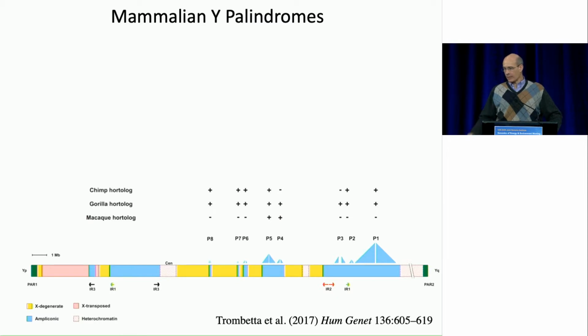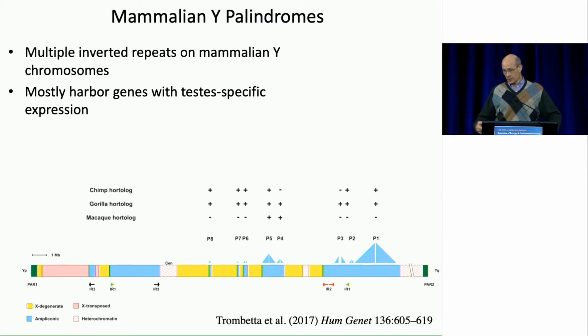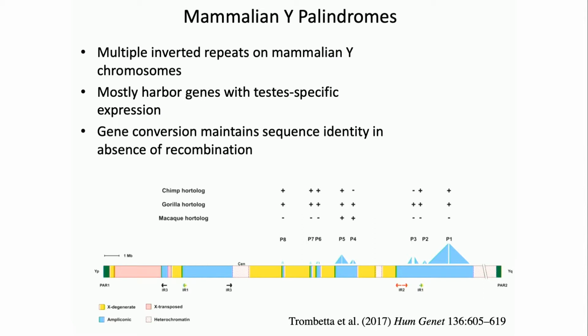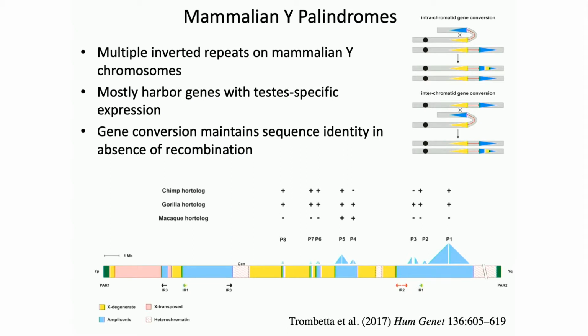So the mammalian Y palindromes are large, and they harbor genes that are mostly testes specific in their expression. And in fact, they are exactly the genes that confer sex determination in mammals, and they're also present in other vertebrates. It appears that the sequence identity of those genes that occur within the palindromes is really high, and that's due to intrachromosomal recombination and gene conversion. So this is seen as a way, in the absence of recombination, for evolutionarily important genes to be maintained in the face of Muller's ratchet, or the accumulation of deleterious mutations.